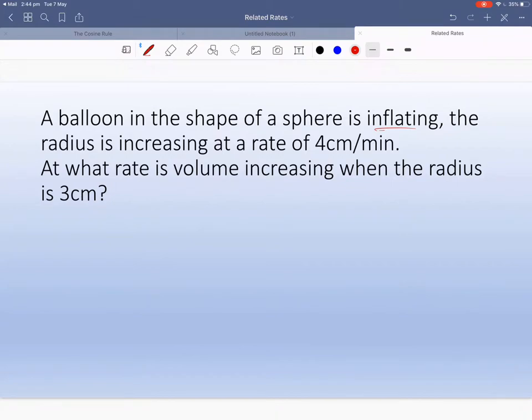So we need to find the rate that the volume, so dV, increases. So rates, they increase over time. So how's the volume increasing over time? dV/dt is what we need to find, okay? Now often, and more often than not, in these questions we need to form a little chain rule. So I'm going to go dV over dt, okay? Now we need something to put in here and here.